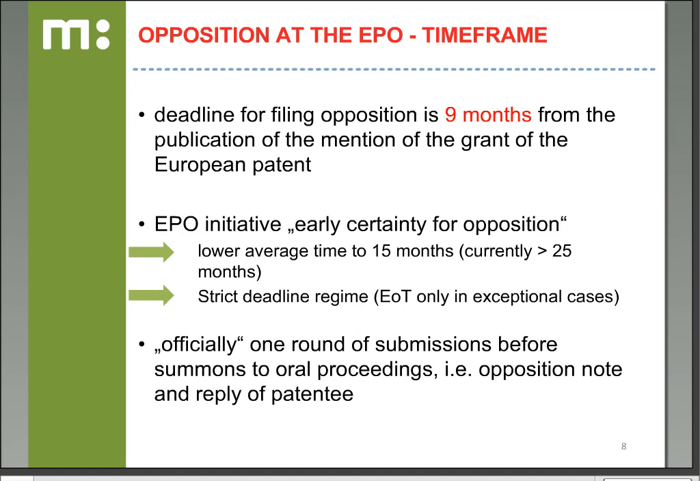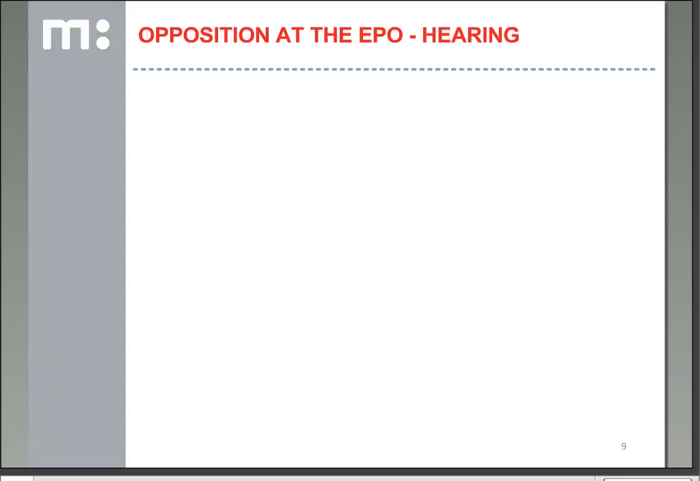There is one point here. The summons for oral proceedings will be issued usually with several months after you receive the reply of the patentee. So then, of course, you have the possibility to send another reply. But officially, the EPO tries to limit the time for preparation of the oral proceedings, and to do that rather strictly. And as I said, just at the EPO, usually you have the hearing, the oral proceedings in opposition proceedings.